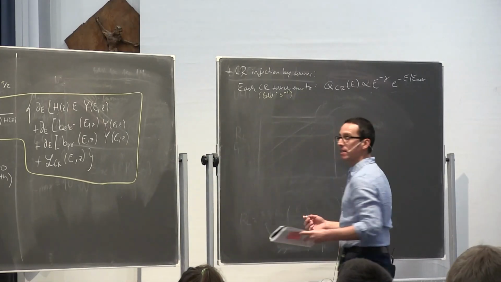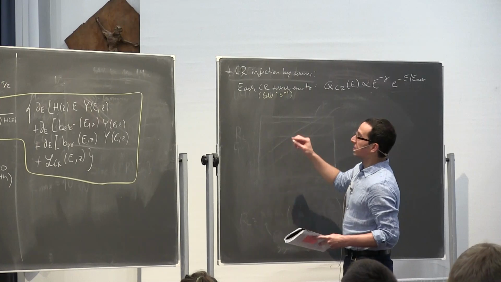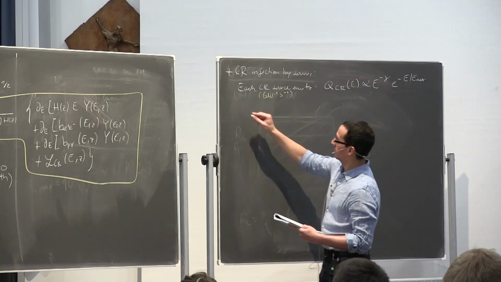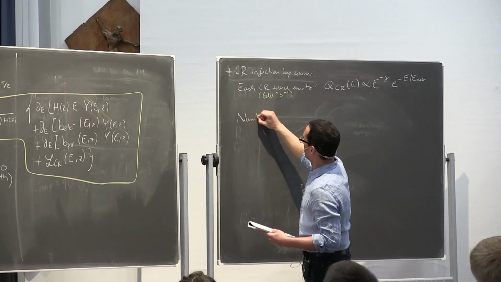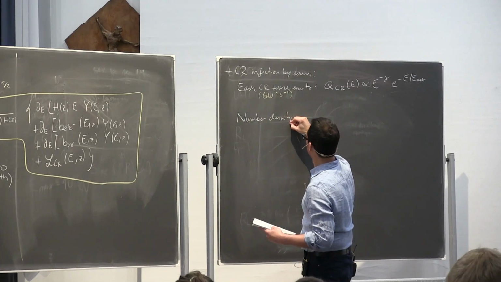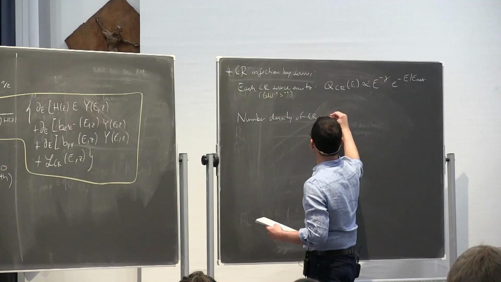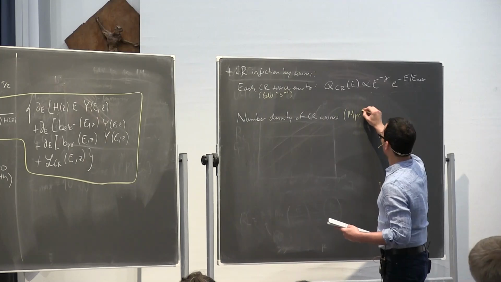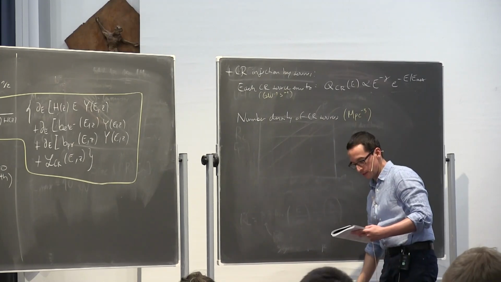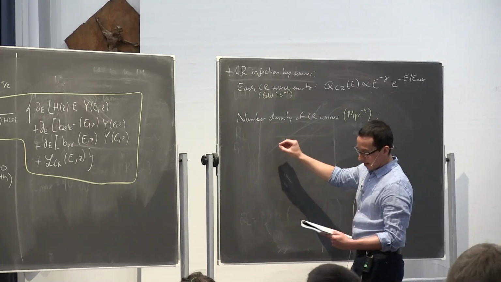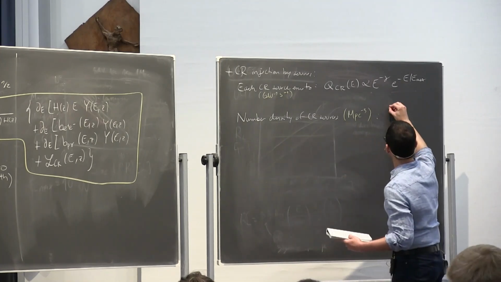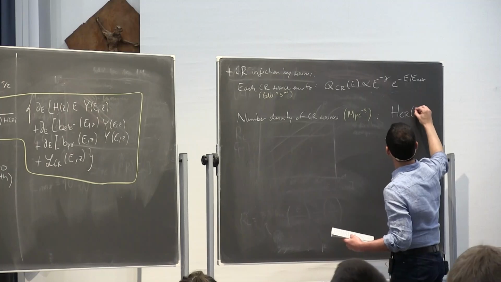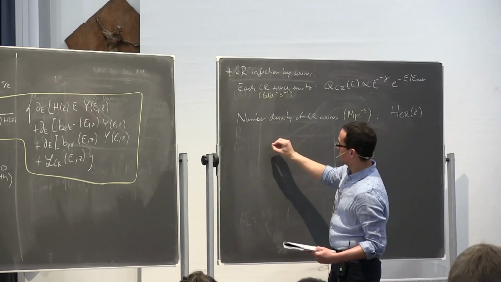And then we need to know how many of these sources are at different redshifts. And that is hard if you don't know what the sources are. So we can only make kind of guesses, informed guesses. So number density of cosmic ray sources. This is now in units of volume, so per cubic megaparsec. Let me write it as H cosmic ray as a function of z. And then it will become apparent what that means in a moment.